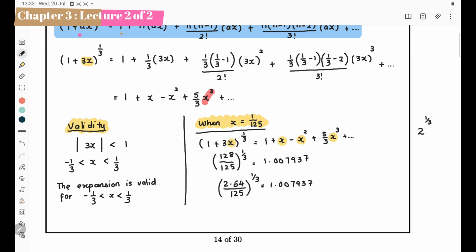So now cube root of 2 is 2. Cube root of 64 is 4. Divided by cube root of 125 is 5.